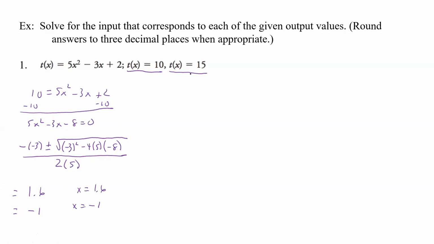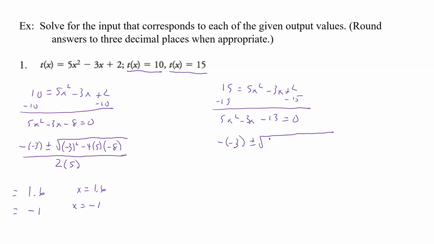All right, well, what about the 15? Well, if we plug in 15, we do the same thing. We'll subtract 15, and we get 5x squared minus 3x minus 13 equals 0. And so we're going to get the same thing, negative negative 3, plus or minus the square root of negative 3 squared minus 4 times 5 times negative 13, all over 2 times 5.